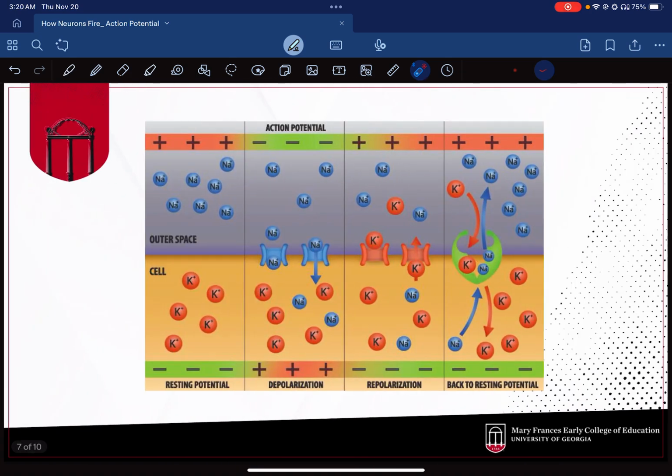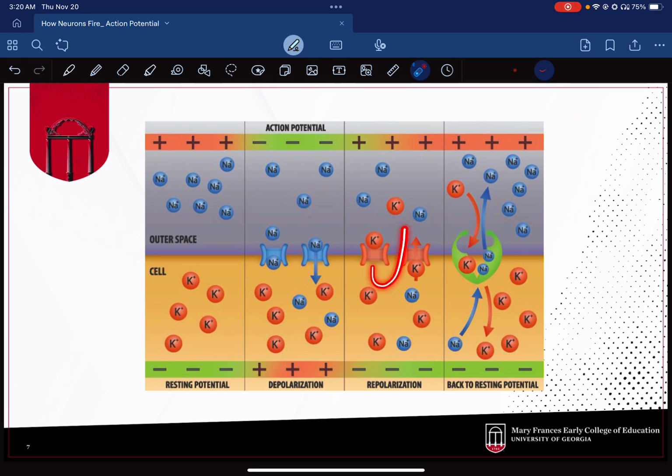Now, you can see here in this picture what exactly it looks like when I'm going through each step. Our resting is going to be no movement, but in reality, we have these free channels where sodium and potassium and other charged ions can freely move in and out of the cell, but these are going to be for smaller regulation. For the purposes of what we're learning, we're going to say no movement during resting potential. And in depolarization, our sodium comes into the cell.